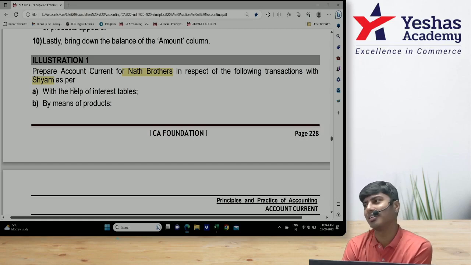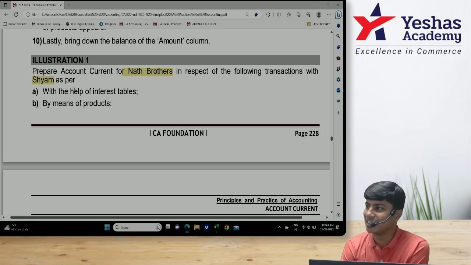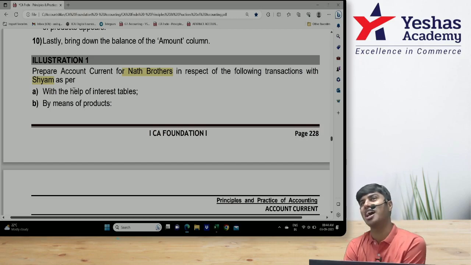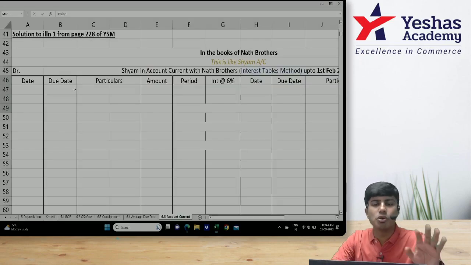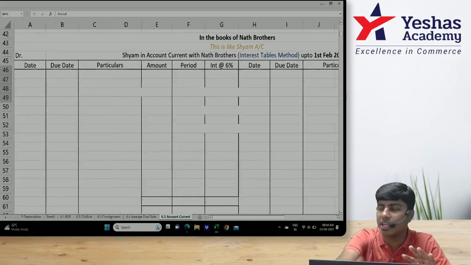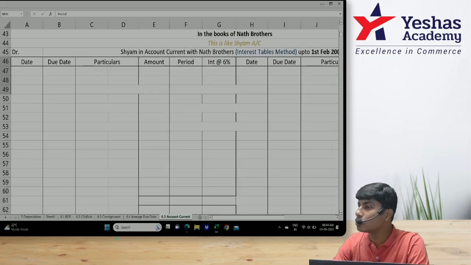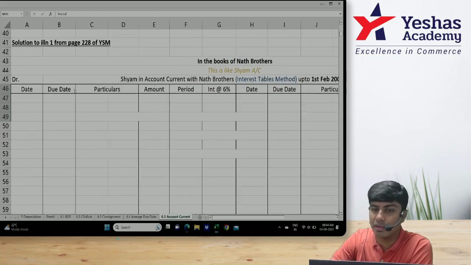Nath Brothers. Everyone, Nath Brothers in account. Shyam in account. Very good. Shyam in account current with Nath Brothers. This is like, in the books of Nath Brothers, we are preparing Shyam account. In the books of Nath Brothers, we are preparing.